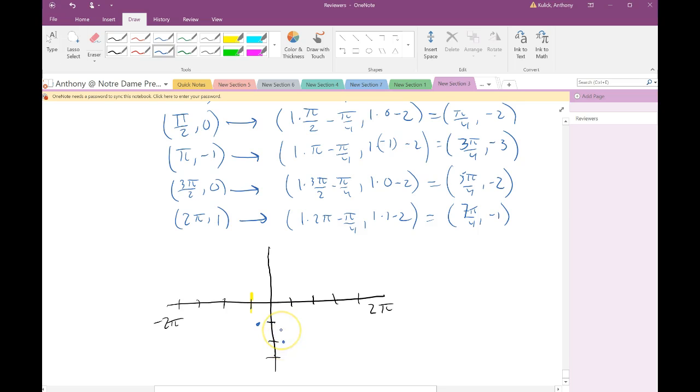And then I have positive 3 pi over 4, negative 3, so that's going to be like there. And then 5 pi over 4, that needs to be over a little bit more. That's better. 5 pi over 4, negative 2 is like there. And then 7 pi over 4, negative 1 is like there. And you notice a couple of things. One is that I don't get all the way to 2 pi, right?